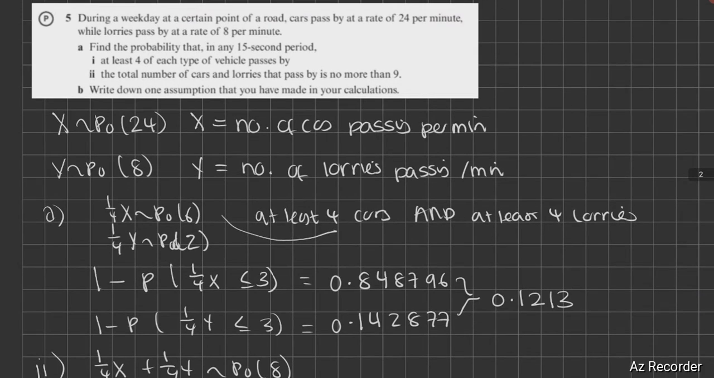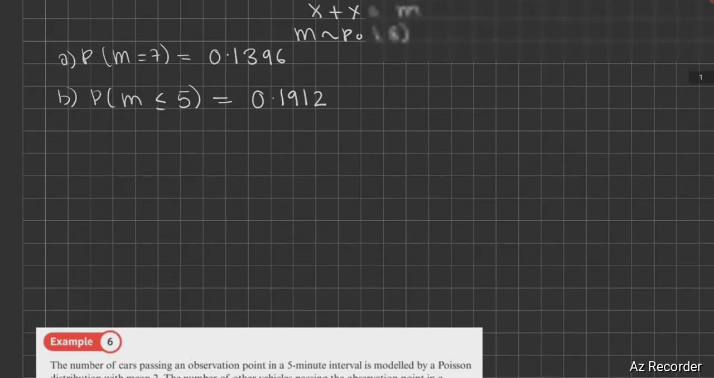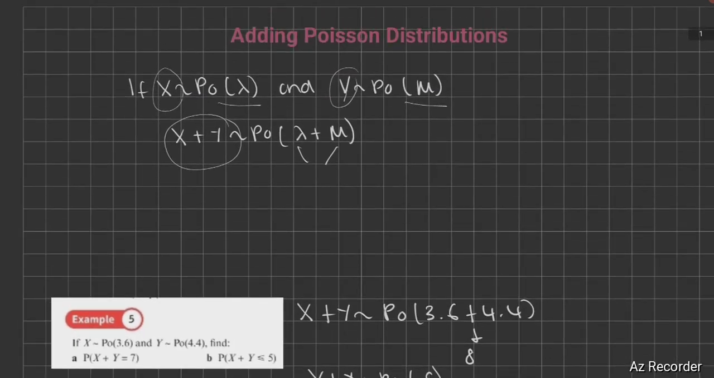The final part of the question is to write down one assumption that we've made in our calculation. We could say that we assume that we're using a Poisson distribution and the cars are coming through at a constant rate. Another assumption that we could say is that the rate at which the cars and lorries are coming through is independent, perhaps there's no traffic congestion. And so yeah, that's the basic premise of adding Poisson distributions.